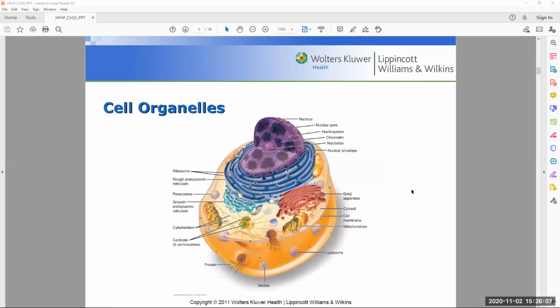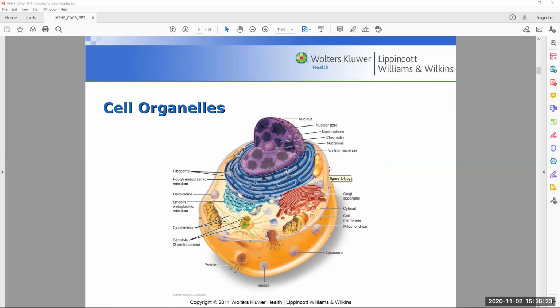Okay, now here we see the cell itself. Let's see if we could have a look at some of those organelles. The cell nucleus, of course, this is the brain. This is where it houses the DNA. DNA has all the instructions for the entire body in terms of its creation.